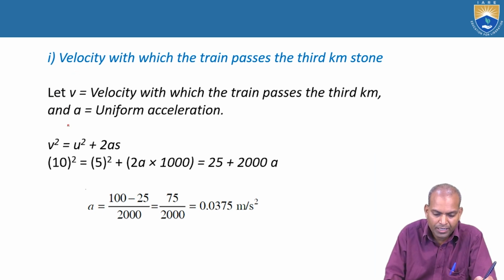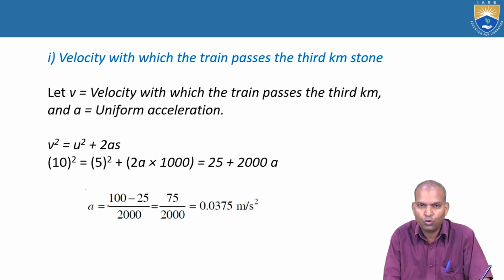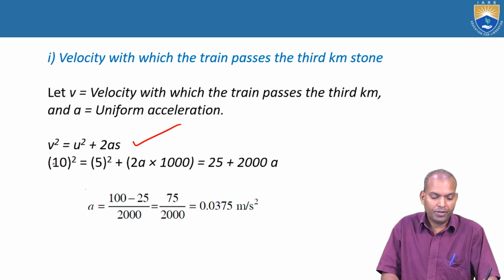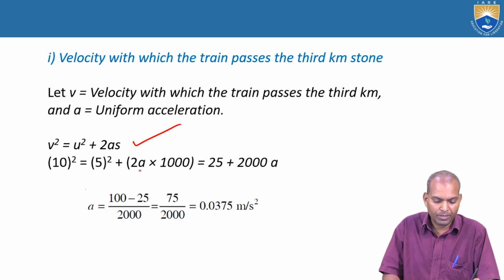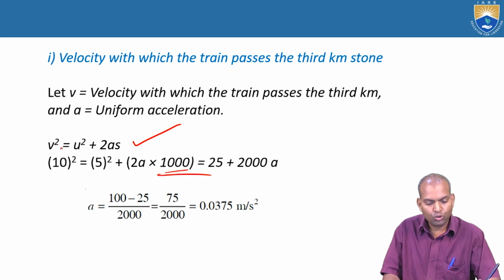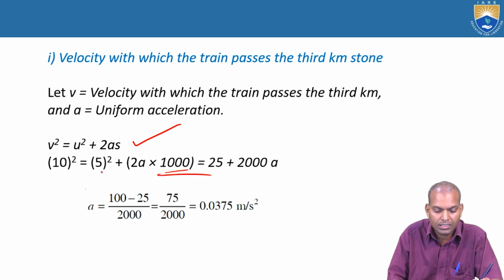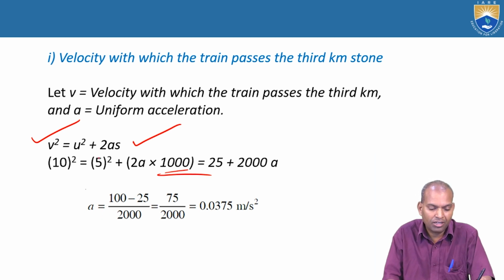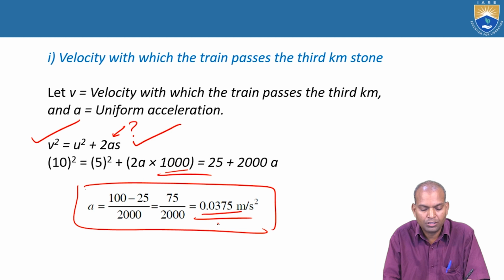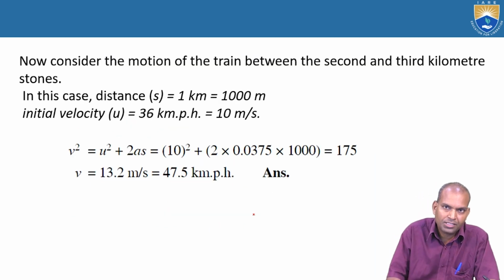Let us begin with the velocity with which the train passes the third kilometer stone. Here v is the velocity at which the train passes the third kilometer stone and a is the uniform acceleration. We know the third equation of motion, v square equal to u square plus 2as, where v is 10, u is 5, and s is 1000 meters. Plugging those values in, the acceleration a is calculated as 0.0375 meters per square second.